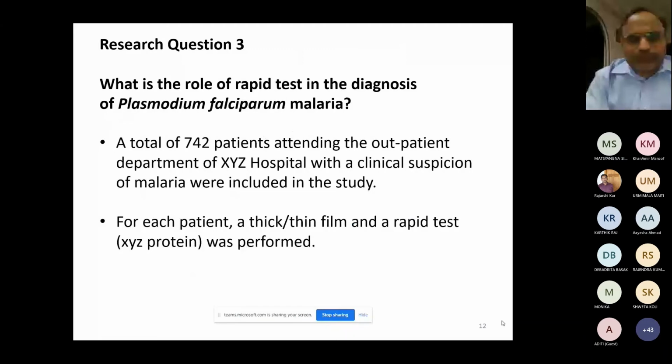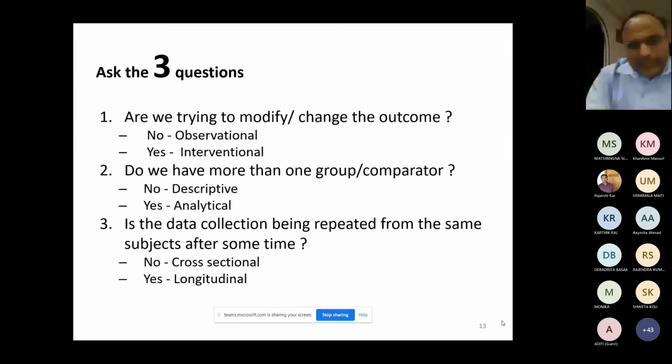अब हम रिसर्च क्वेश्चन थर्ड पे आ गए. व्हाट इज द रोल ऑफ रैपिड टेस्ट इन द डायग्नोसिस ऑफ प्लाज्मोडियम फैल्सिपेरम मलेरिया. इसमें भी हमने patients थे 742. They were attending the outpatient department of a hospital. They had clinical suspicion of malaria, and for each patient thick thin film बनाई और एक रैपिड टेस्ट किया. और हमने देखा कि जो टेस्ट है वो किस तरह का उसका परफॉर्मेंस है एज कंपेयर टू द थिक थिन फिल्म. सो दिस इज अगेन हम इसमें 3 क्वेश्चन की अप्रोच लगाते हैं.